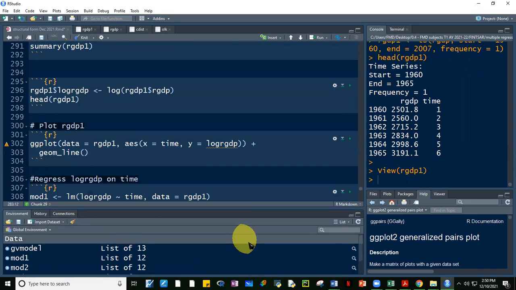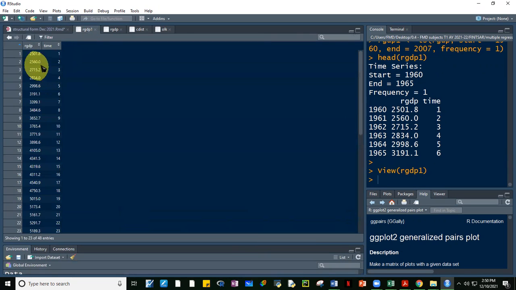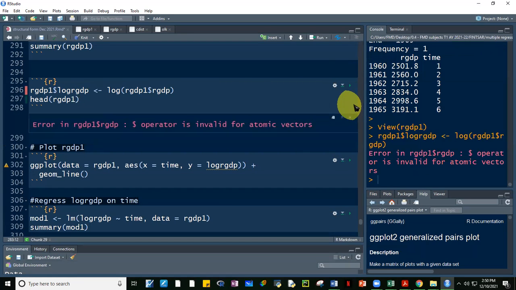Okay, good. Now what we're going to do is, since RGDP is in millions, it's big. So let's take its log, then we will use time as the regressor. So we get the log of RGDP1, and then head, to see the first 6 elements of RGDP1.